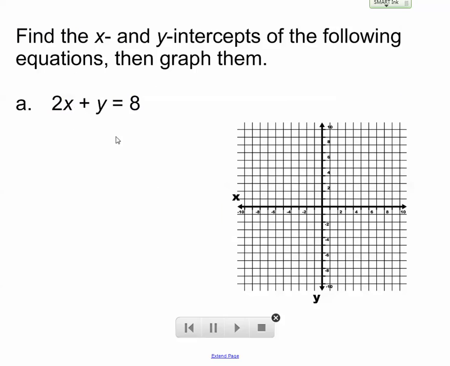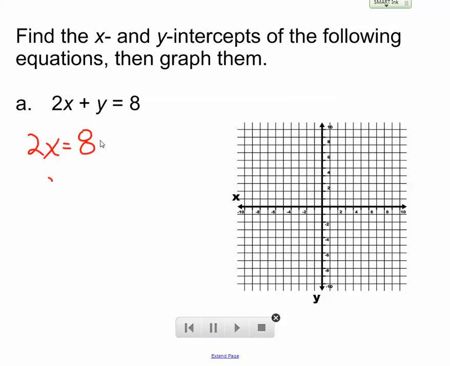It's especially nice when your equations kind of look like this here. So we're going to find the x and y intercepts of the following equations, and then we're going to graph them. So we've got 2x plus y equals 8. And like I said, the x-intercept is when the y value equals 0. So essentially what we're doing here is plugging in 0 for y. And when we plug in 0 for y, it just kind of disappears, and we end up with this equation: 2x equals 8.